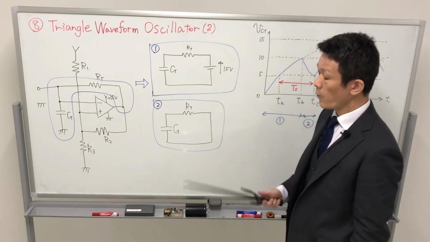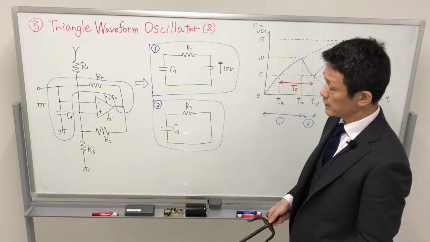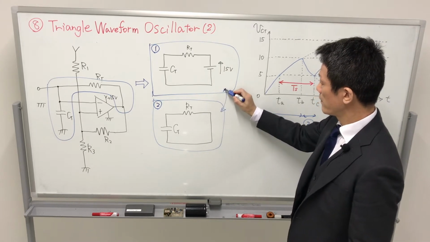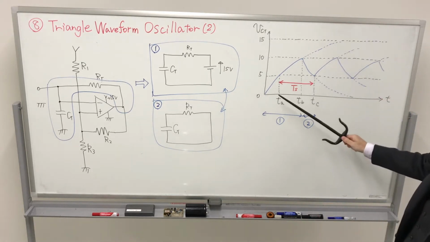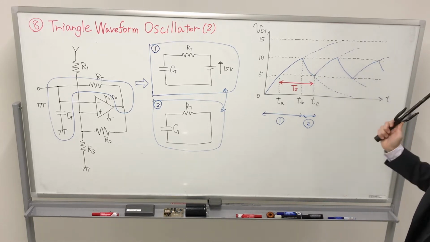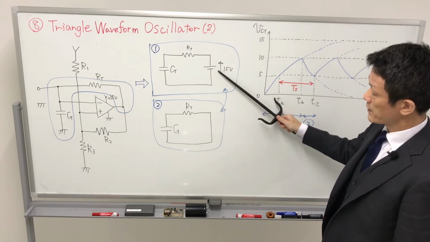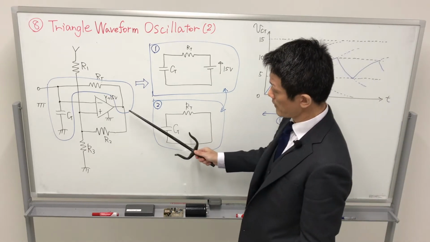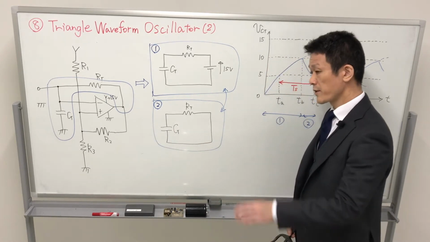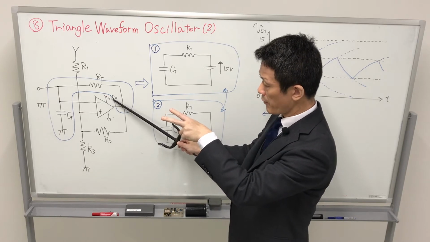We can understand that this circuit and this circuit repeat alternately, so we can obtain the triangle waveform. Charge, discharge, charge, discharge, charge, discharge. The two equivalent circuits repeat alternately because of the comparator's operation. The comparator's output voltage has only two values, the power source value or the ground value.